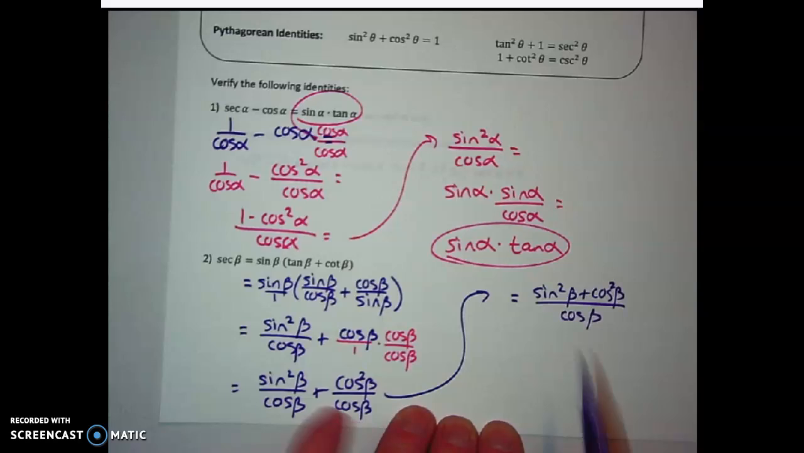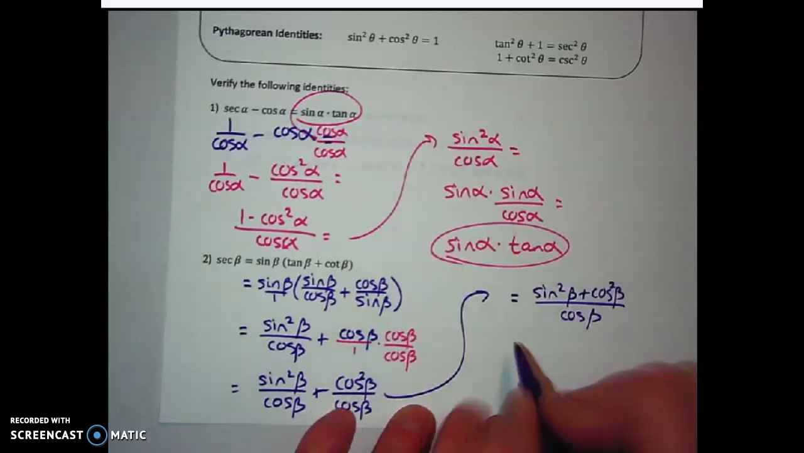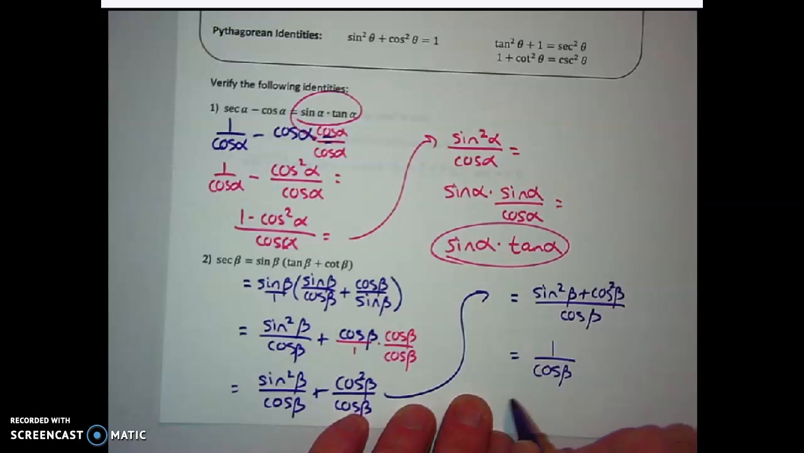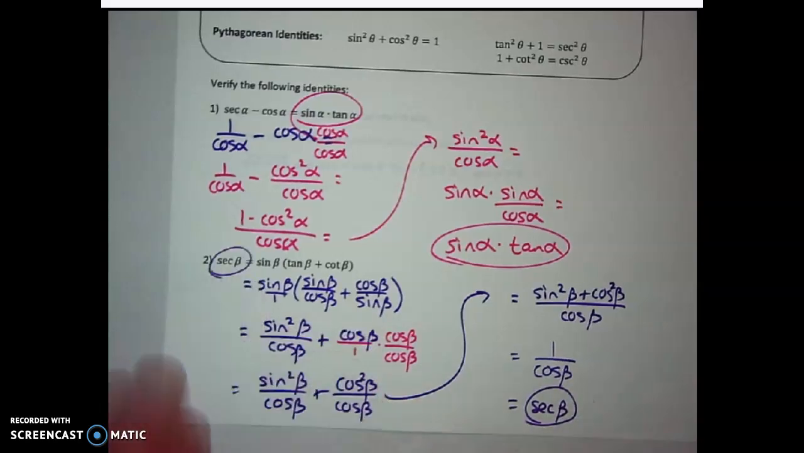Again, I have a sine squared, cosine squared, so if we go up there, we remember that sine squared plus cosine squared is 1. It's still over the cosine of beta. And then I'm going to remember my reciprocal identity, and 1 over the cosine is the secant of beta. And again, that's what I was supposed to get.